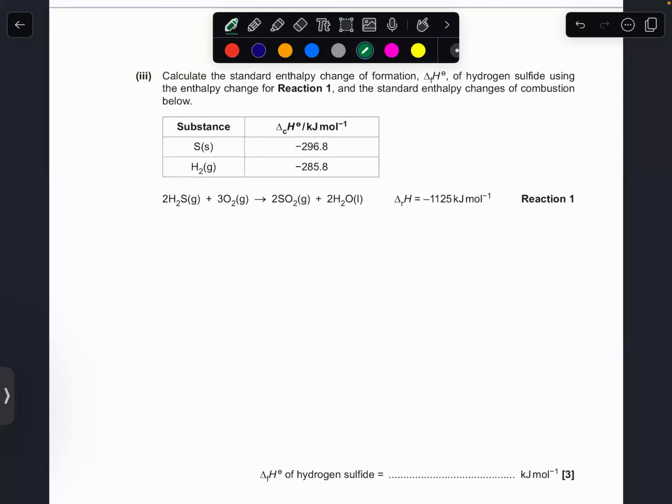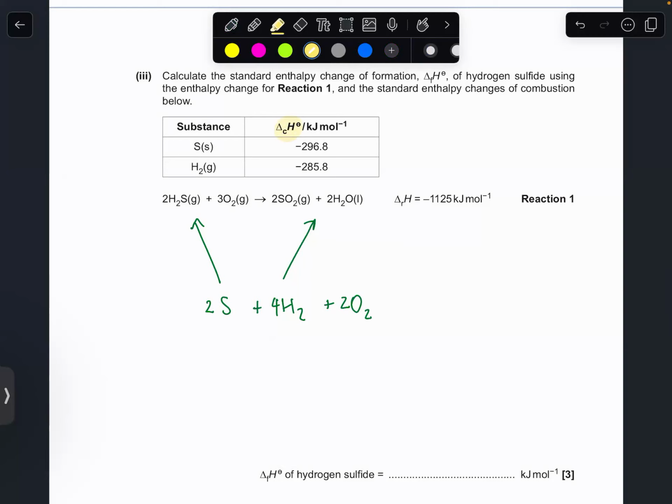Now, formation is where 1 mole of a substance is formed from its elements in their standard state. So you've got formation of these two, because you've got sulfur reacting with oxygen and hydrogen reacting with oxygen to give you water as well. How many waters will be there? How many oxygens? 2. What's tricky about this is they have actually given you enthalpy change of combustion values.